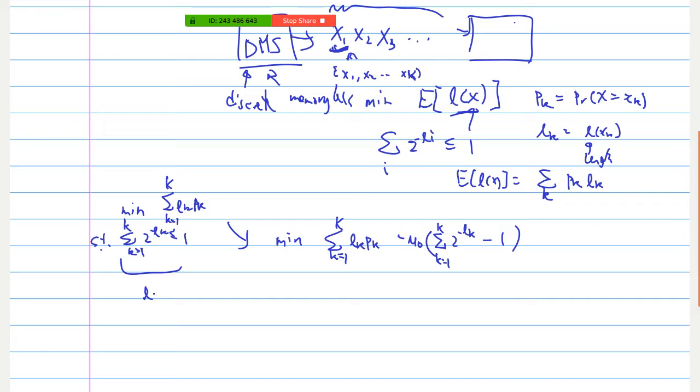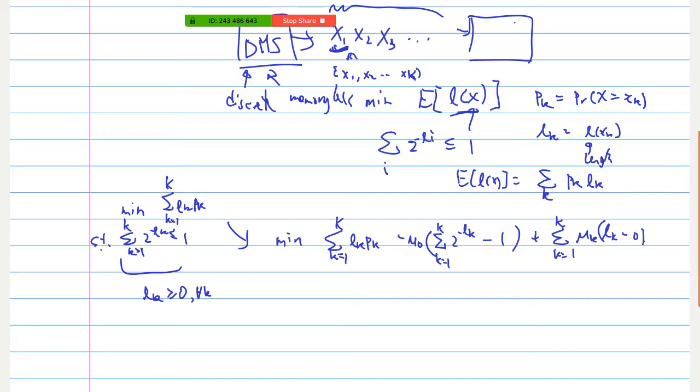l_k for all k has to be bigger than or equal to 0, right? For all k, the length has to be bigger. So therefore I actually have some more terms. I will have something like plus mu_k l_k, k equal to 1 to big K here. So this is basically, I just want to make sure this is bigger than 0.